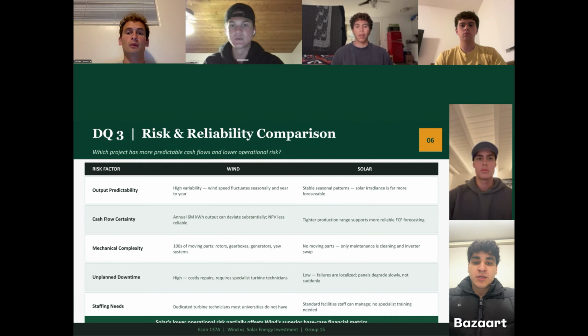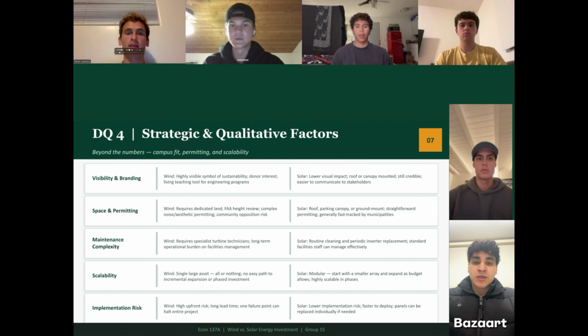From a mechanical standpoint, wind carries substantially higher operational risk. Turbines have hundreds of moving parts: gearboxes, generators, rotor blades, yaw systems, each one a potential failure point. Repairs are expensive and require specialist technicians that most university facility teams simply don't have on staff. Solar has no moving parts. Routine maintenance, cleaning, and periodic inverter replacement, something standard facility staffs can handle. The operational simplicity partially offsets wind's superior financial metrics and is a genuinely important consideration for a campus setting.